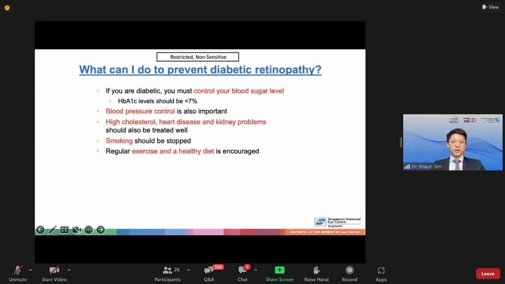What can you do to prevent diabetic retinopathy? So if you are diabetic, controlling your blood sugar level is very important. It is also important to ensure other medical conditions such as high blood pressure, high cholesterol, heart disease, and kidney problems are well treated. Of course, you should avoid smoking and also perform regular exercises and have a healthy diet.